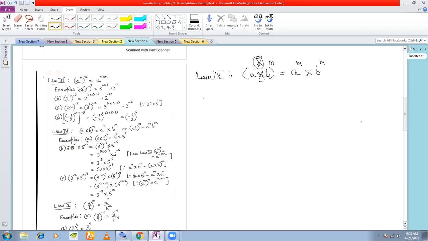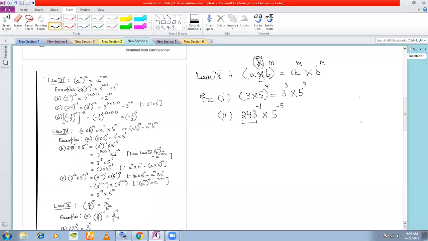Okay. Examples. Number one, let us say you have 3 into 5 to the power of 3. Then you have 3 cube into 5 cube. Let's say you have 243 to the power of minus 1 into 5 to the power of minus 5. Now 243 is a big number, right? And if you see, the powers here are also different. So what you try to do here is you try to make the powers same.